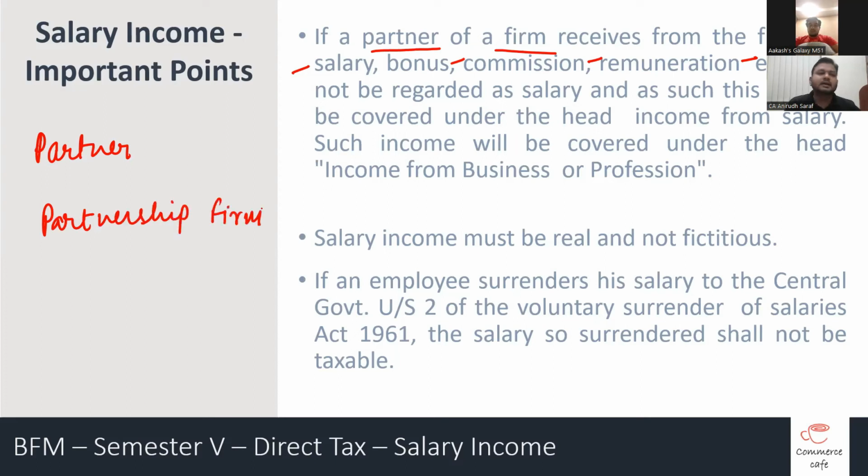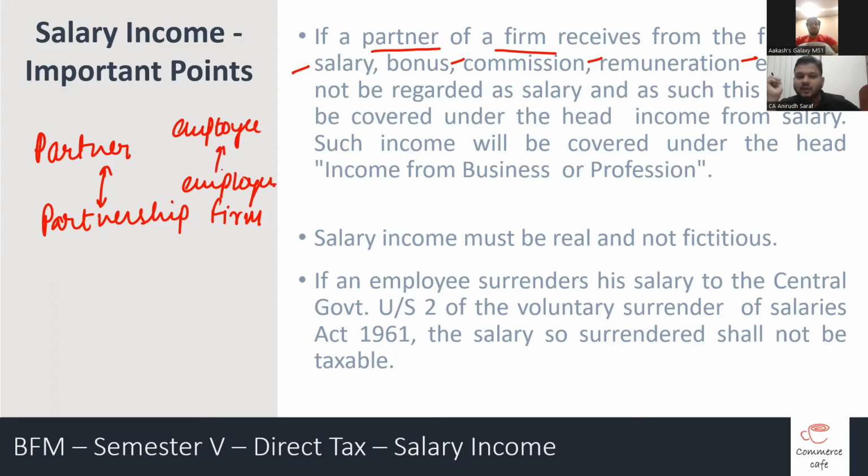So there's a partner and there's a partnership firm. Several partners make up a partnership firm. What is the relationship between these two? A partner is an owner in the partnership firm. Is there a relationship of employee and employer between a partner and a firm?